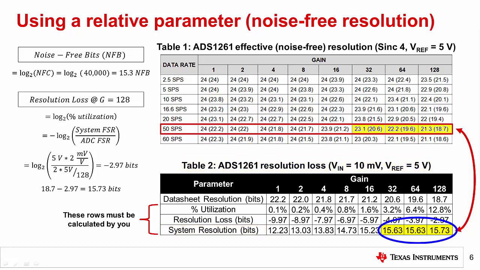We've also highlighted the values in Table 2 that can meet the 15.3-bit noise-free resolution target, as well as the corresponding datasheet values in Table 1. Note that the last 3 rows in Table 2 need to be calculated by you. These are not included in the datasheet since they are specific to this application. This means that multiple calculations are required to correlate the datasheet resolution tables to the settings that meet your system noise requirements. This could be very problematic if your application requirements weren't so clearly defined.